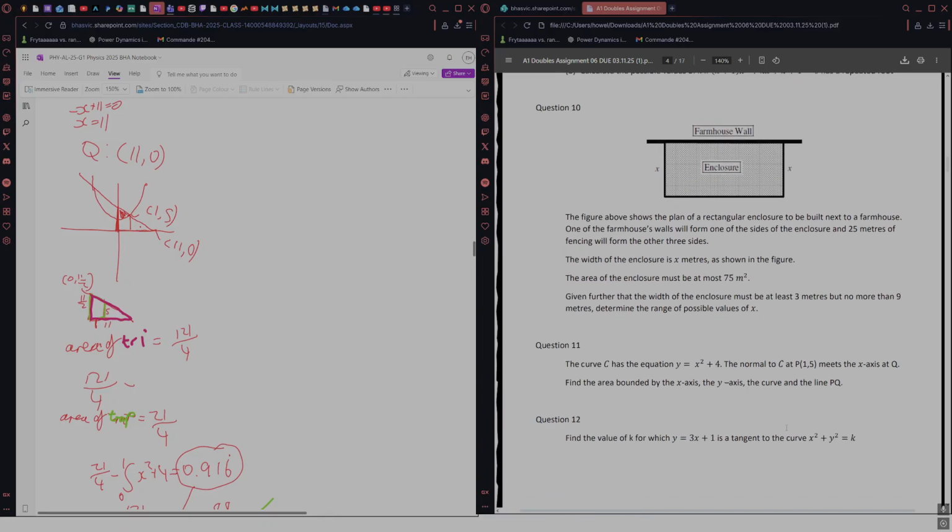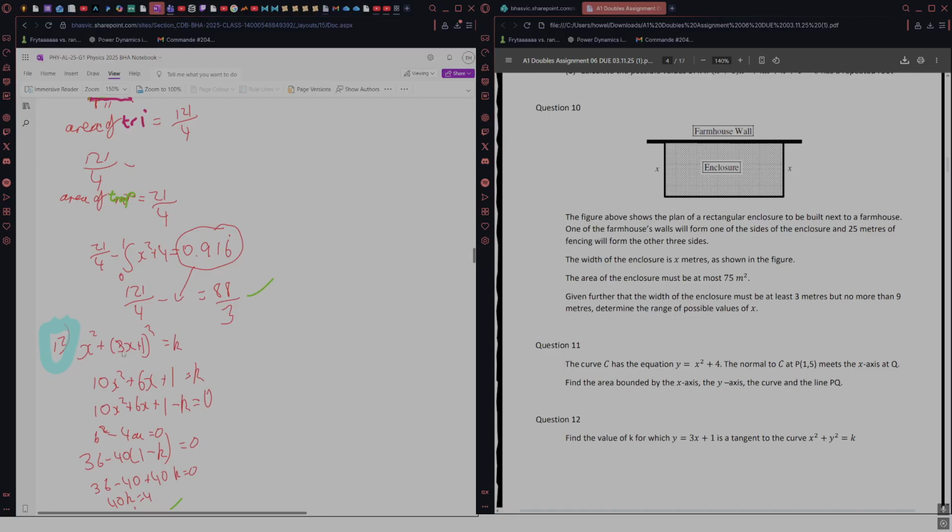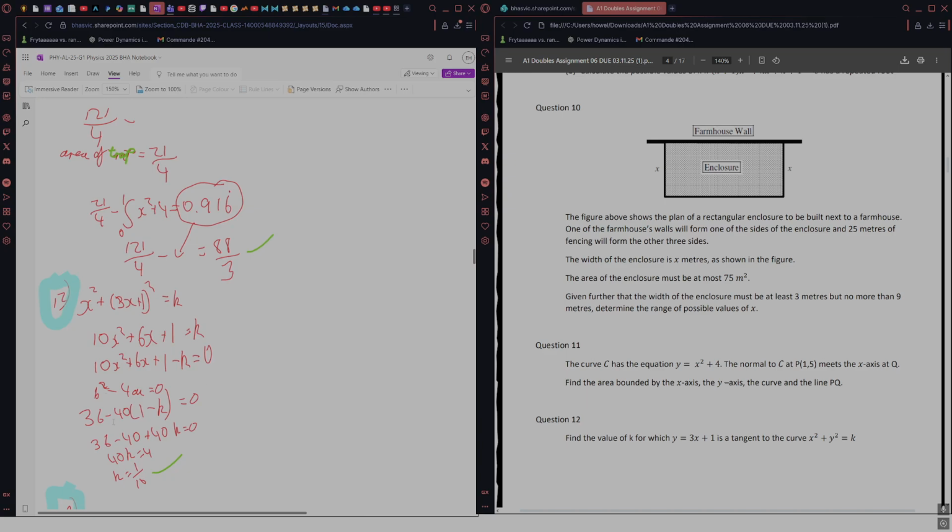Next question, we have find the value of k for which that is a tangent. This is just some more discriminant stuff basically. So we're going to substitute y equals 3x plus 1 into this, do the discriminant, and then solve. It's just some more discriminant. I mean, there's a lot of discriminant stuff in this actually. I didn't really realize, but they have put the discriminant here a lot.